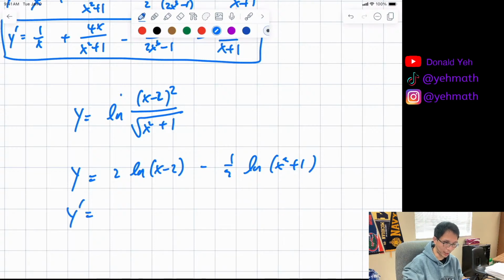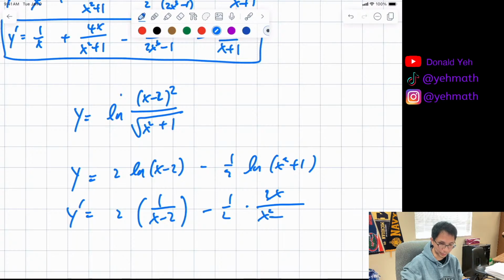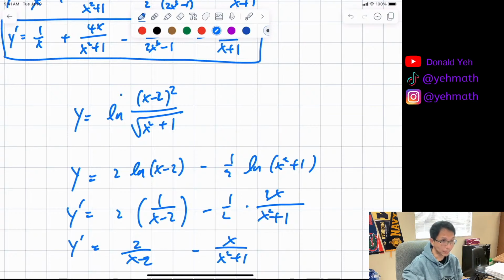You guys take a prime. It's going to be 2 over 1 over x minus 2 minus 1/2 times 2x over x squared plus 1. Did you do that? And that should be fine. 2 over x minus 2 minus x over x squared plus 1. Y prime. Okay, done.